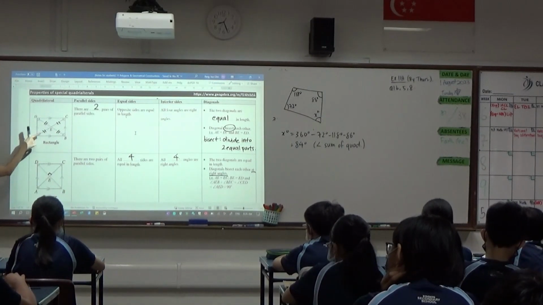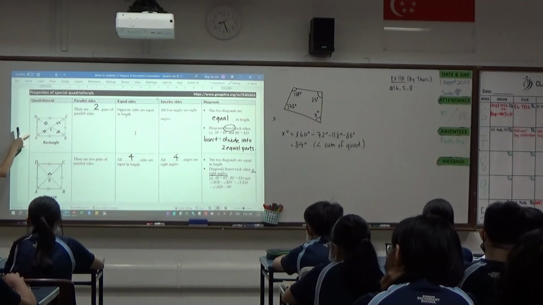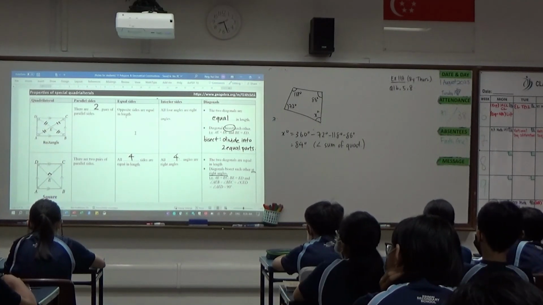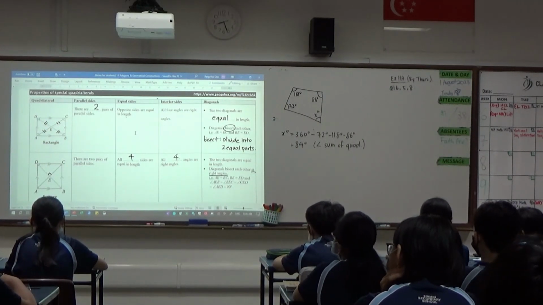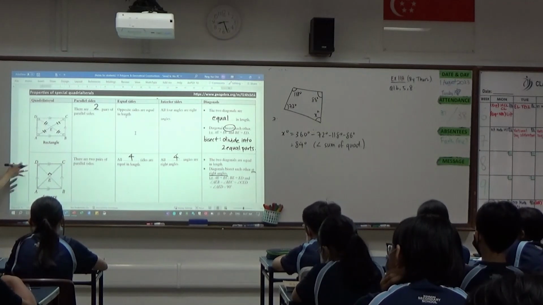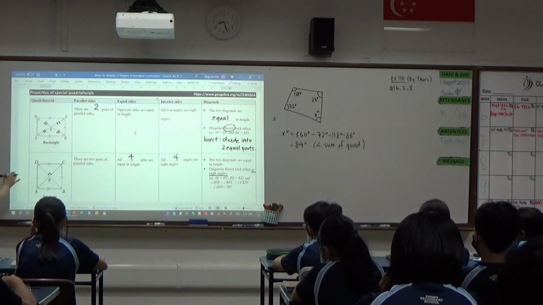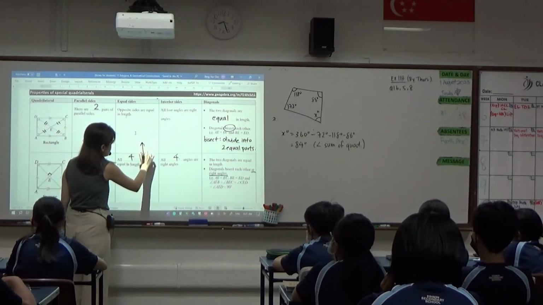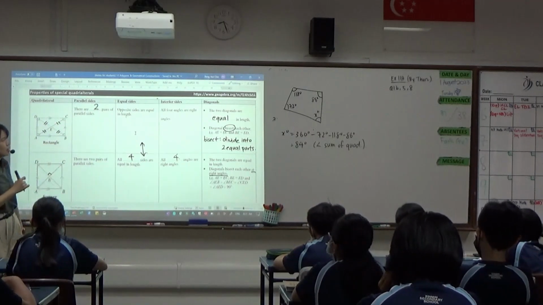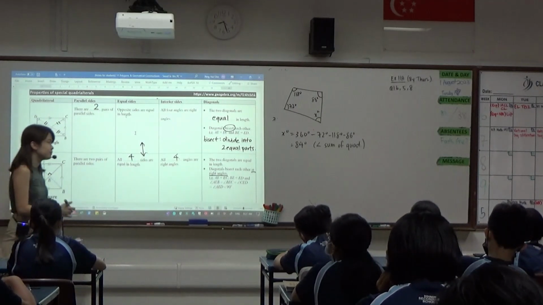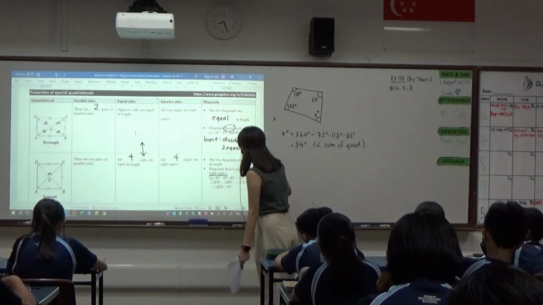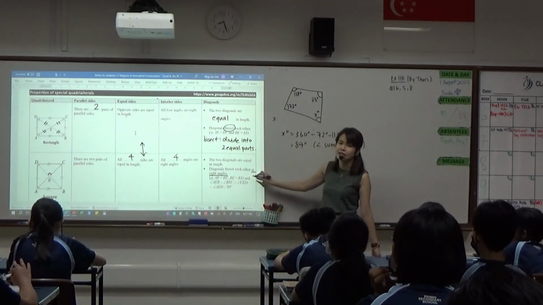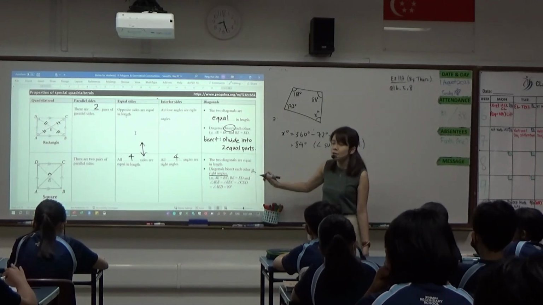Very different from a rectangle, because very clearly from this diagram itself, I can already tell that they are not 90 degrees. So the two things that distinguish a square from a rectangle are, firstly, whether your sides are equal or not, and then also this part of the diagonals bisecting each other at right angles.